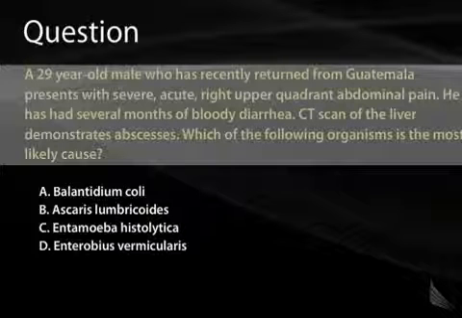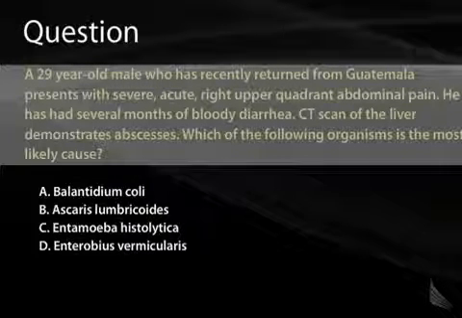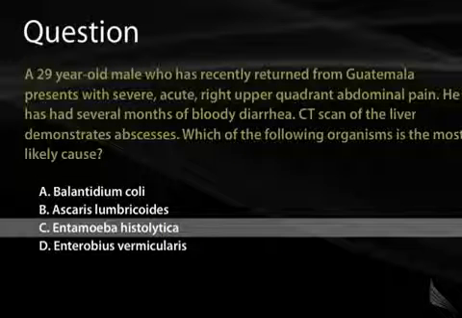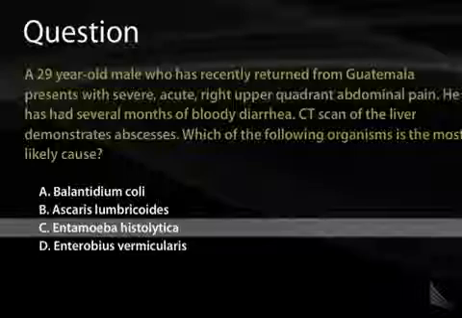So we've got somebody who's been in a third world country where they're more likely to get a parasite. They've got right upper quadrant abdominal pain, months of bloody diarrhea, and an abscess in the liver. Your most likely cause is going to be Entamoeba histolytica. Balantidium coli, they're going to mention something about cilia. With Ascaris and Enterobius, those are helminthic infections, and so that's not going to be discussed here.